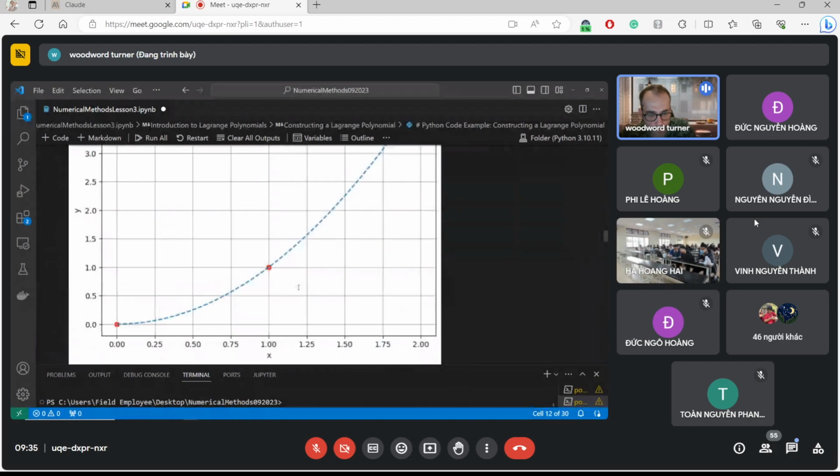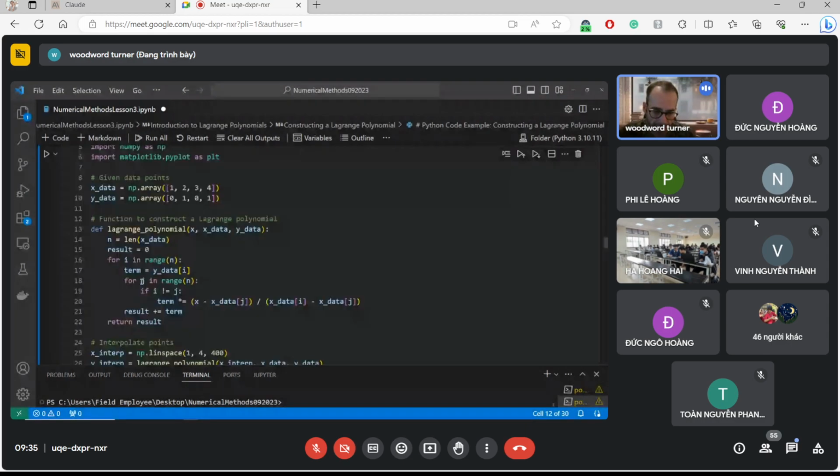And then for j in range n, if i is not equal to j, I'm going to take my term, my yi, and multiply it by the ith Lagrange polynomial, which is x minus xj. And that's why we don't want i equal to j. It will give us 0 in the denominator. And then I'm just going to add those all up, right? So I multiply it using this symbol here, and then I just add them all up and return the result.